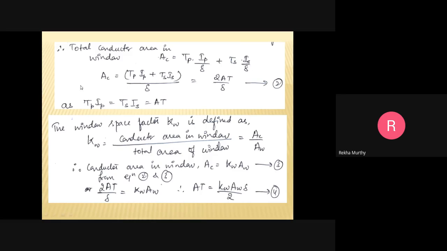So after equating equation 2 and 3, LHS is same, Ac is the same. You have to worry only about RHS. When you equate the RHS, you should get the A into T formula. This is how we obtain the ampere turns finally. So we get ampere turns is equal to Kw Aw into delta divided by 2.